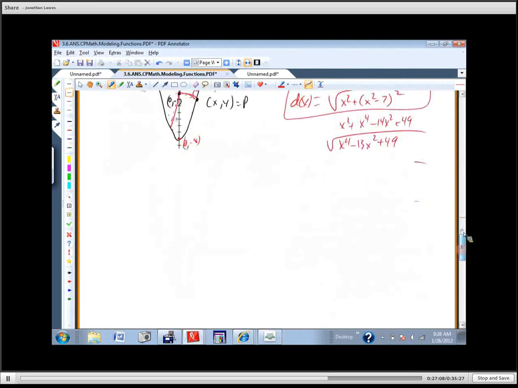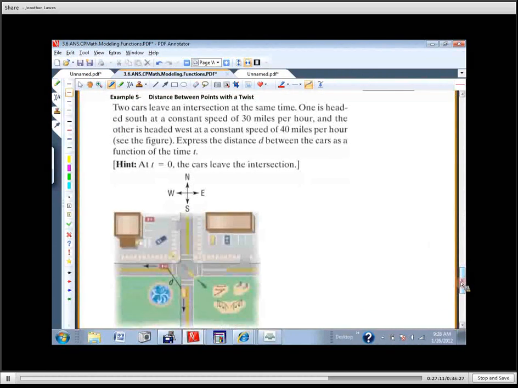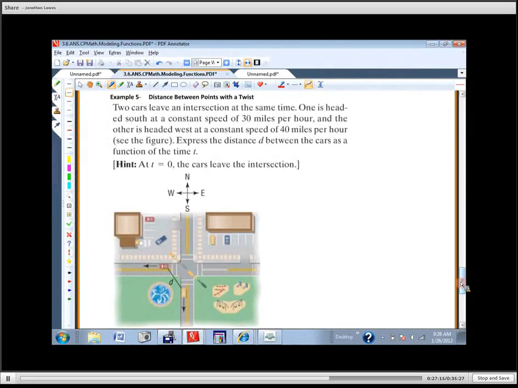Okay, let's take a look at the next one. Okay, it says 2 cars leave an intersection at the same time. One is headed south at a constant speed of 30 miles per hour, and the other is headed west at a constant speed of 40 miles per hour. Express the distance between the cars as a function of time. At t equals 0, the cars leave the intersection. So here's what's happening. We've got a diagram here. It shows this one heading that way and this one heading this way.